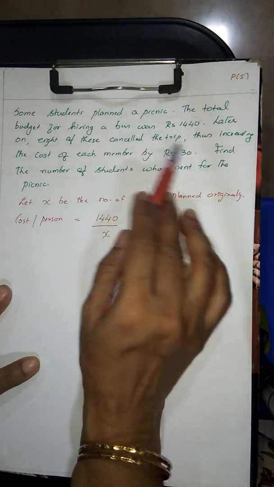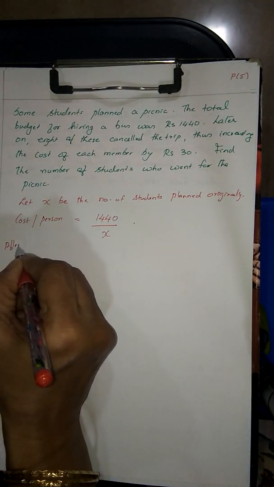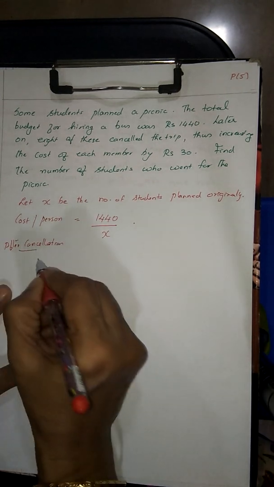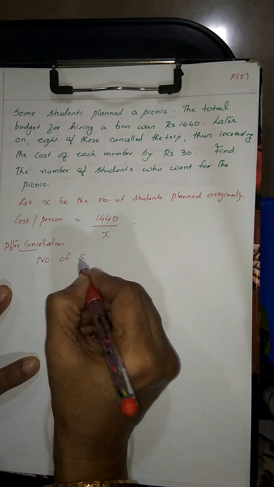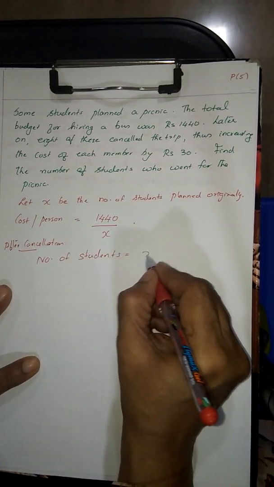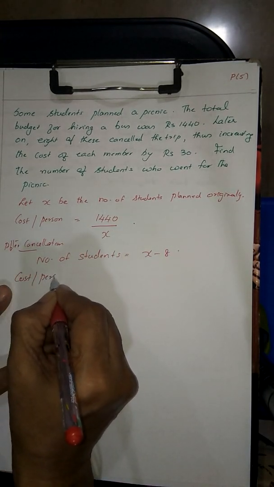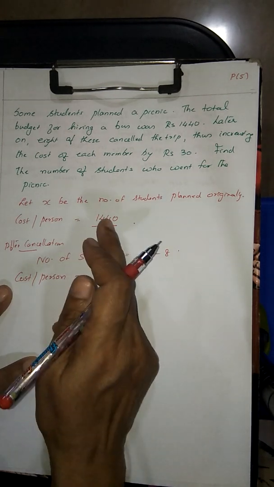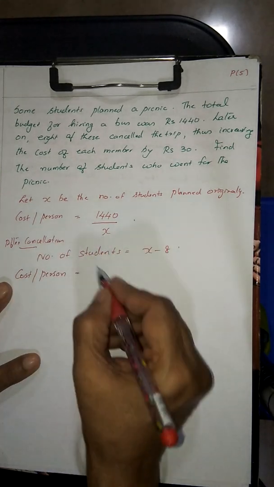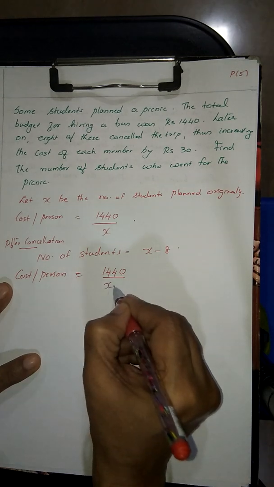Now 8 of these cancel the trip. So the number of students after cancellation is equal to x minus 8. Now the cost per person will increase, since the number of students has reduced. So this will be again the same way, 1440 by x minus 8.